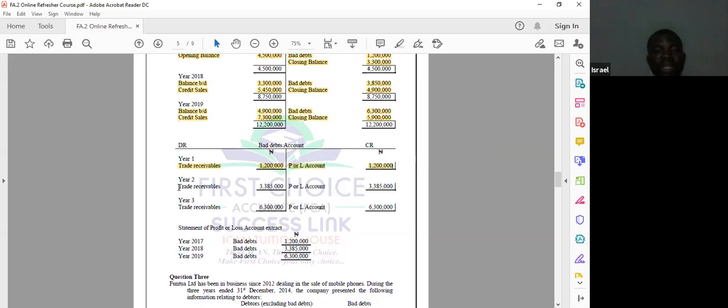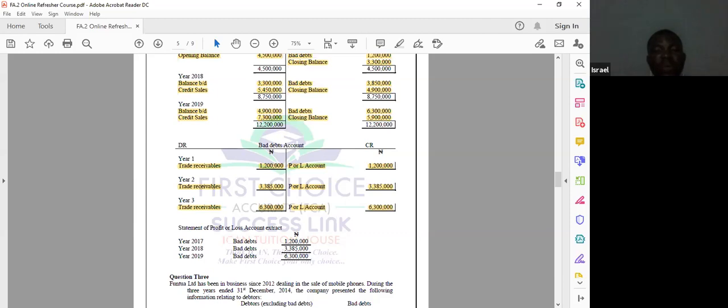Then after that, in year two, we are now adding it. We have another fresh one for the balance, bad debt, profit and loss account as well. We have the figure to be the same. We repeat the same exercise in year three. Then we write it off to the profit or loss account.